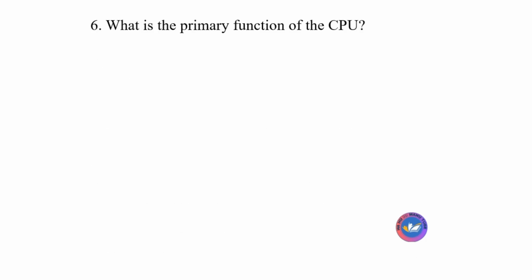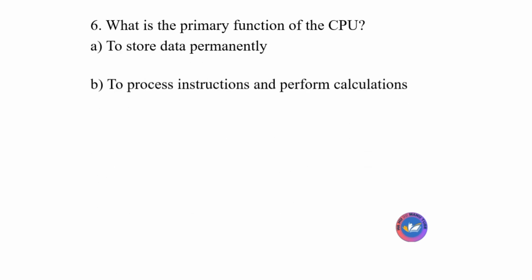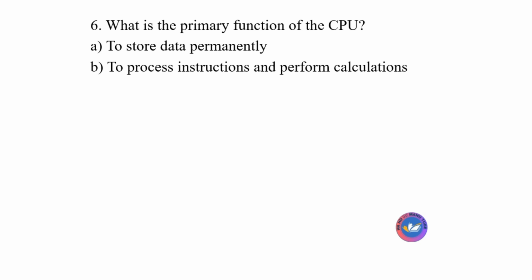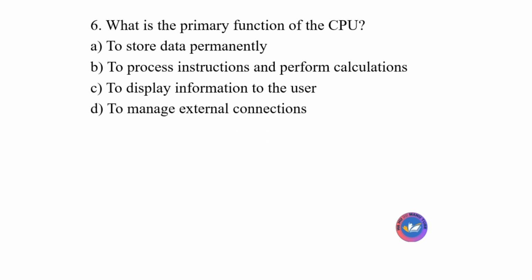Question number 6. What is the primary function of the CPU? A. To store data permanently. B. To process instructions and perform calculations. C. To display information to the user. D. To manage external connections.